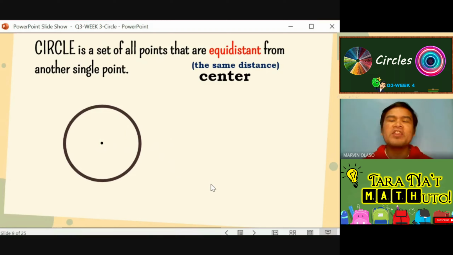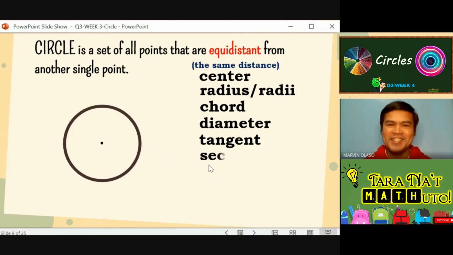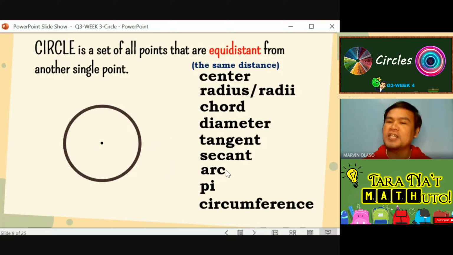Okay? And there are some terms related to circle. We have center, radius or radii. Pag sinabi nating radius, that's singular. Isa lang ang pinag-uusapan. Radii means plural or marami ng radius. We have also chord, we have diameter, we have tangent, we have secant, arc, pi, and circumference. Isa-isahin natin at i-visualize natin at sana'y matandaan ninyo ang mga key terms para it would be easy for you to remember. So, let us start.